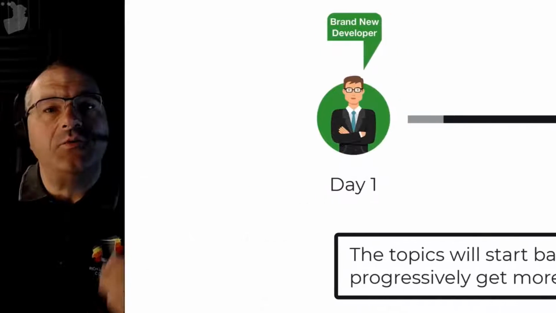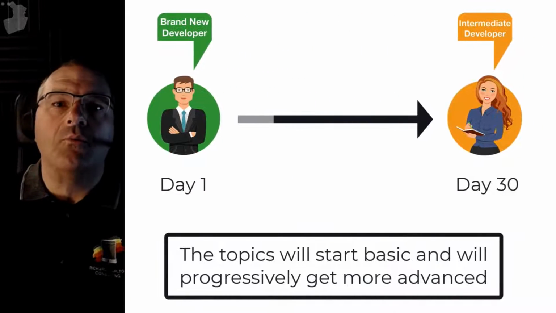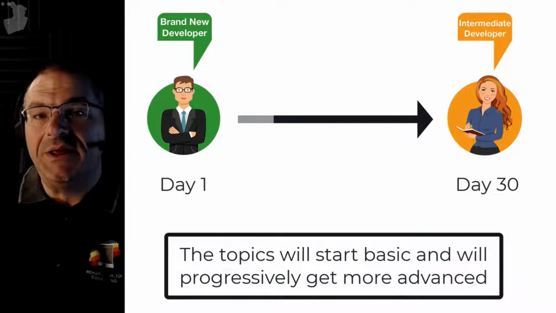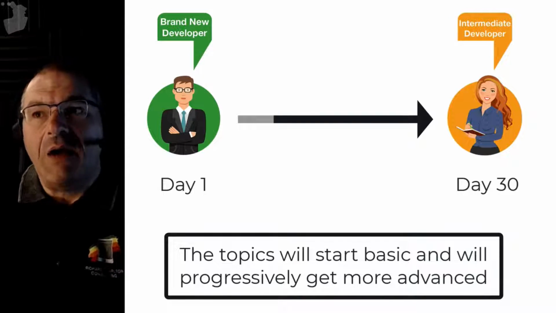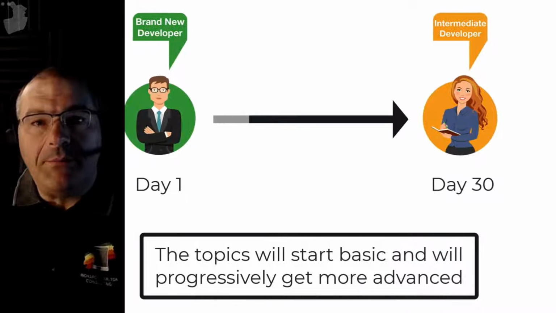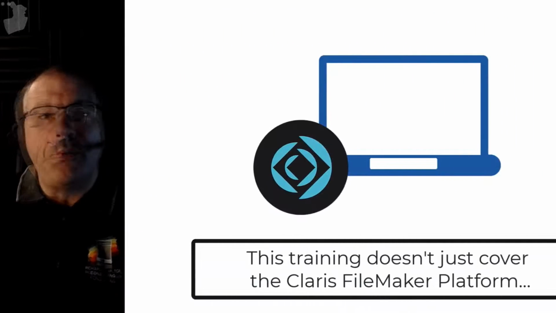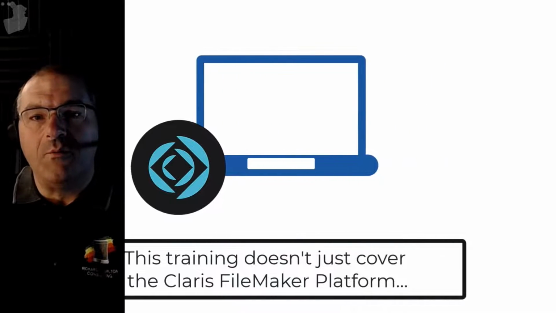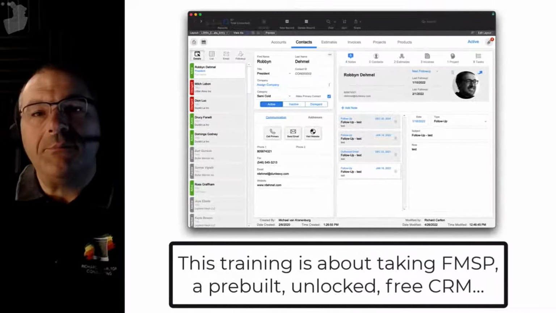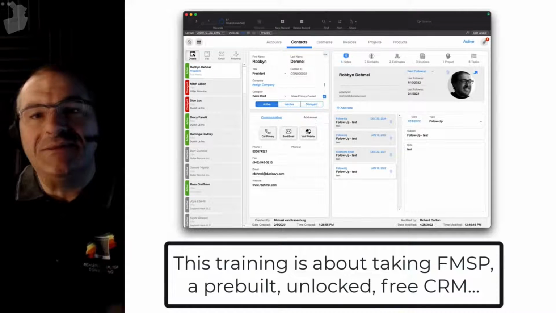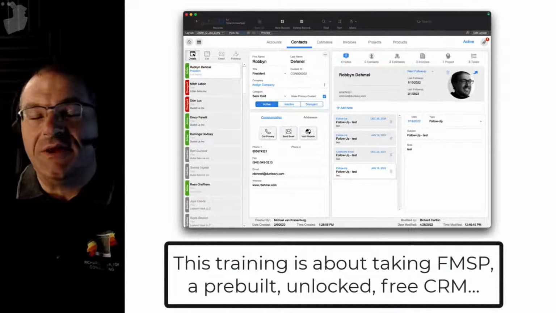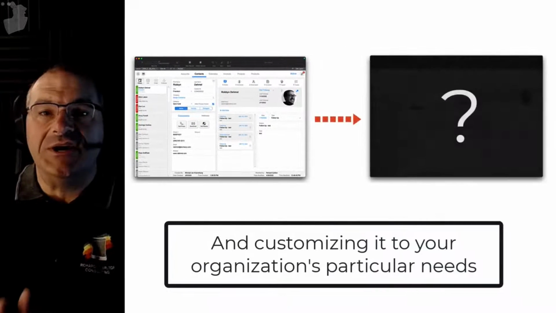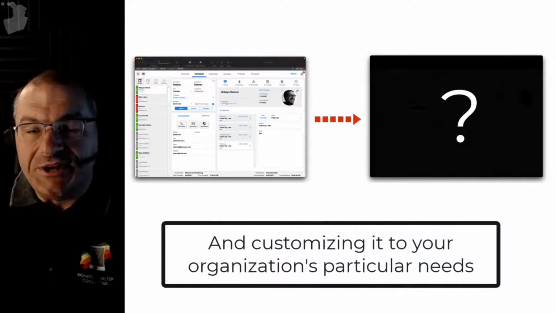Keep in mind that towards the beginning of the training, the topics are more basic in nature. And as we get towards the end of the training, they're somewhat more advanced, I would say probably intermediate level topics. Now keep in mind, the special part of this training is that we're not only talking about the FileMaker platform, we're talking about how you can rapidly customize an existing free CRM that you can download today. It's unlocked. So we're taking that CRM and customizing it to your organization's particular needs.